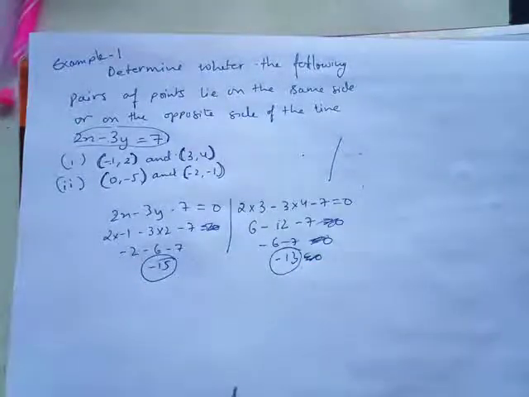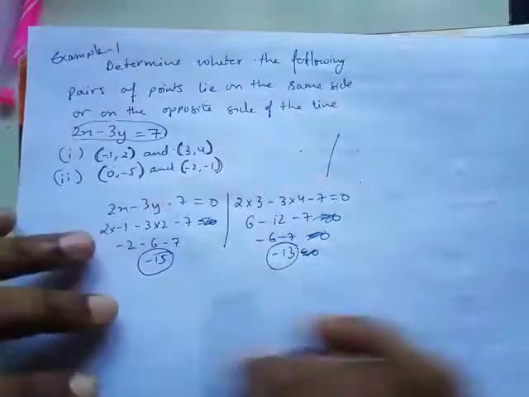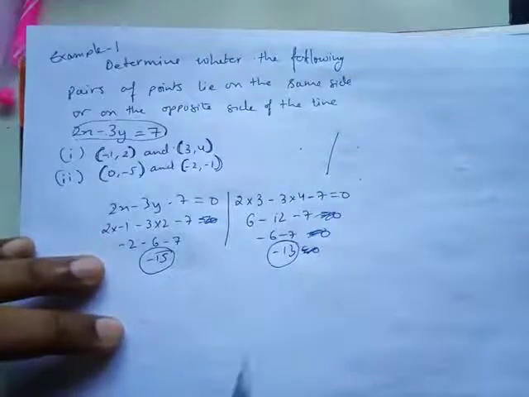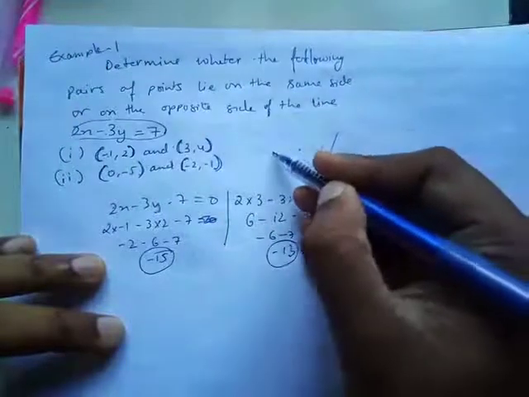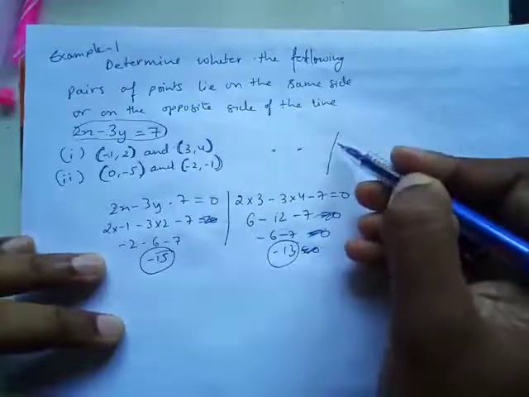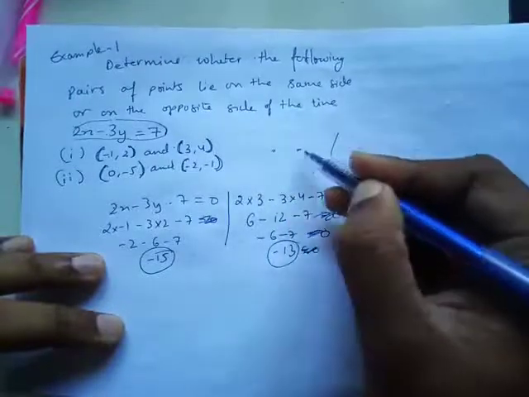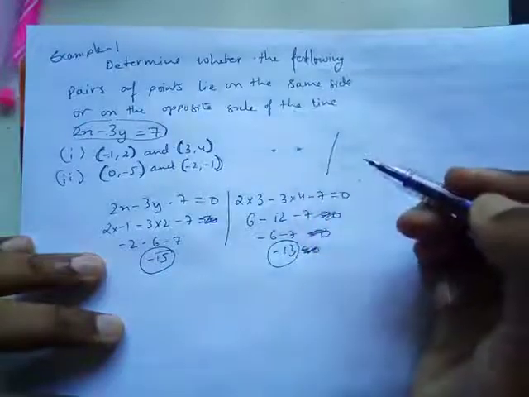Now tell me, are both the numbers having the negative sign? If both the numbers are having negative sign, this means that both the points are lying on the same side, either on this side or on that side, but they are lying on the same side of the line. They are not lying with one on this side and one on that side, they are lying on the same side.